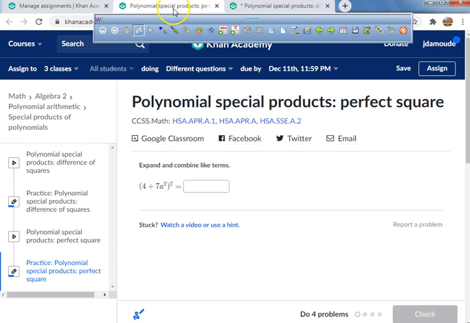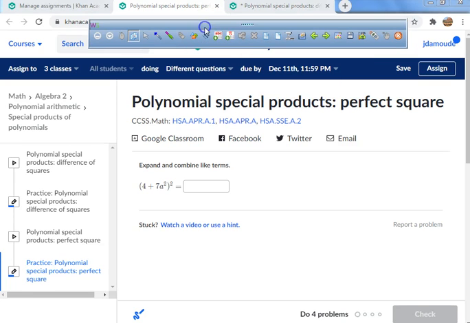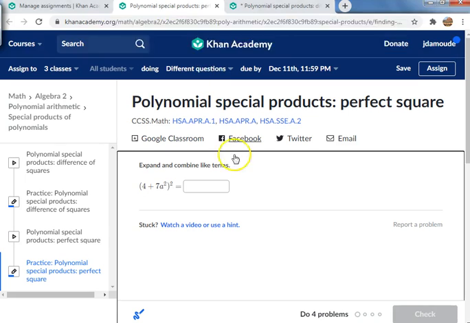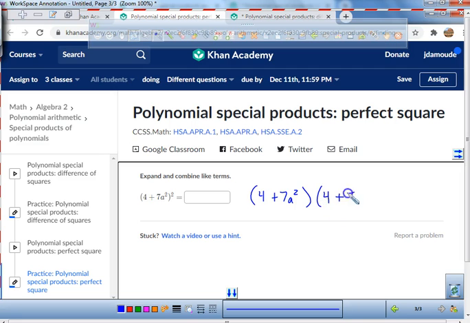All right, so our next special product we're going to talk about is perfect square trinomials, dealing with the sum of squares. So I'm going to go ahead and write this one out the way it should be written. 4 plus 7a squared times 4 plus 7a squared. Now there is a pattern for perfect square trinomials, the sum of squares.